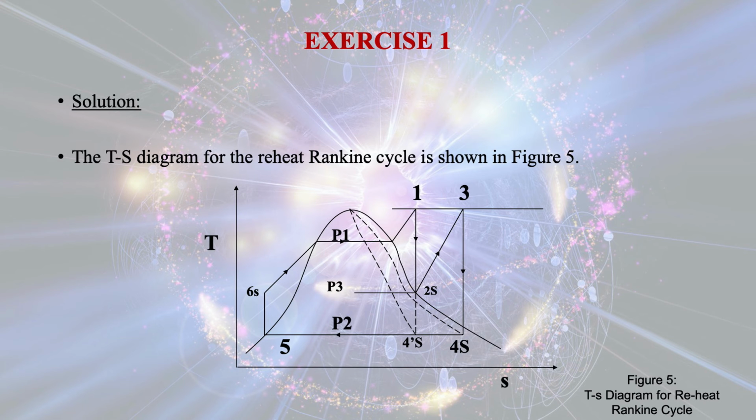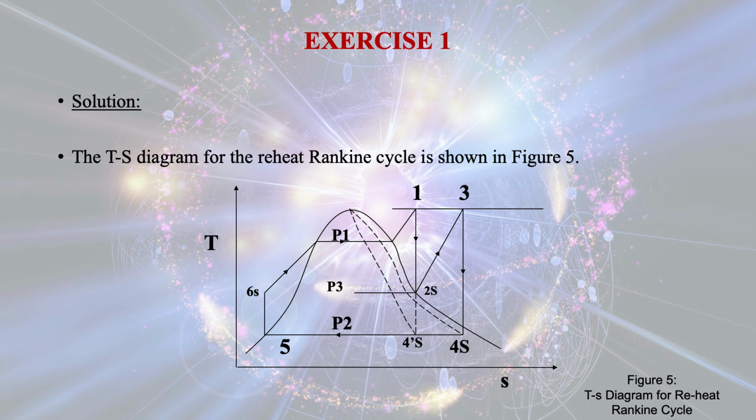Again, point 3 is the entry point of the reheated steam in the low pressure turbine, and 4S is the exit point of the low pressure, low temperature steam coming out from the low pressure turbine, and 4S is the entry point of the condenser. 5 is the exit point of the condenser, that is also equal to the entry point of the pump, and 6S is the exit point of the pump. And you see that P1, P2, P3 are all given, and let us see how we can proceed for this particular problem.